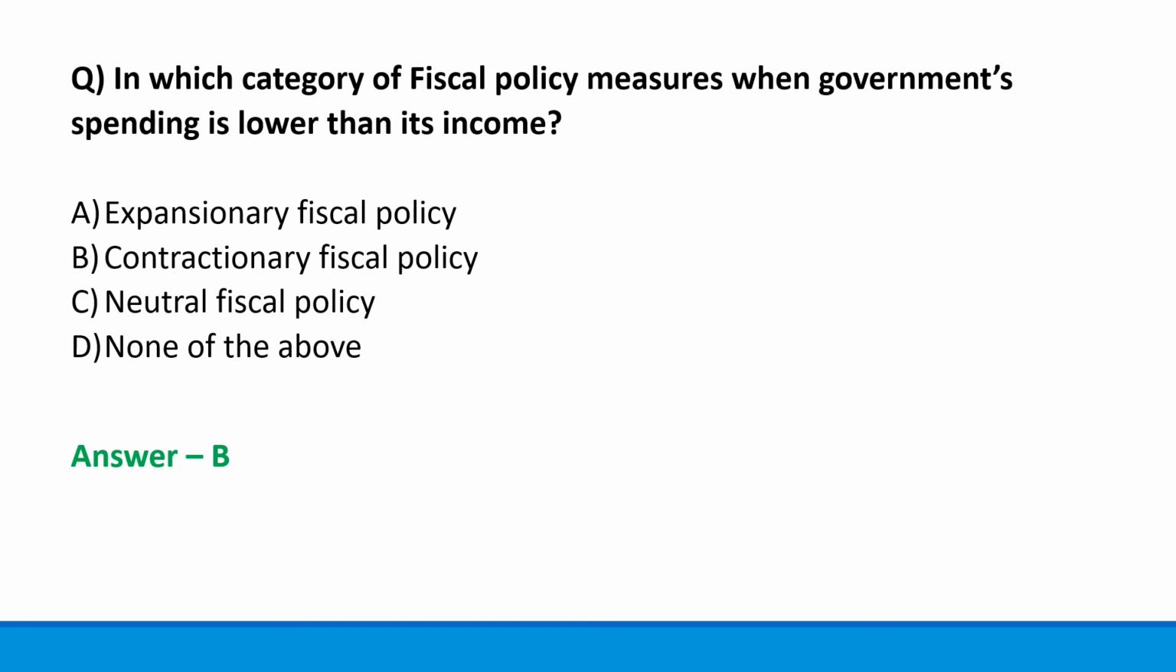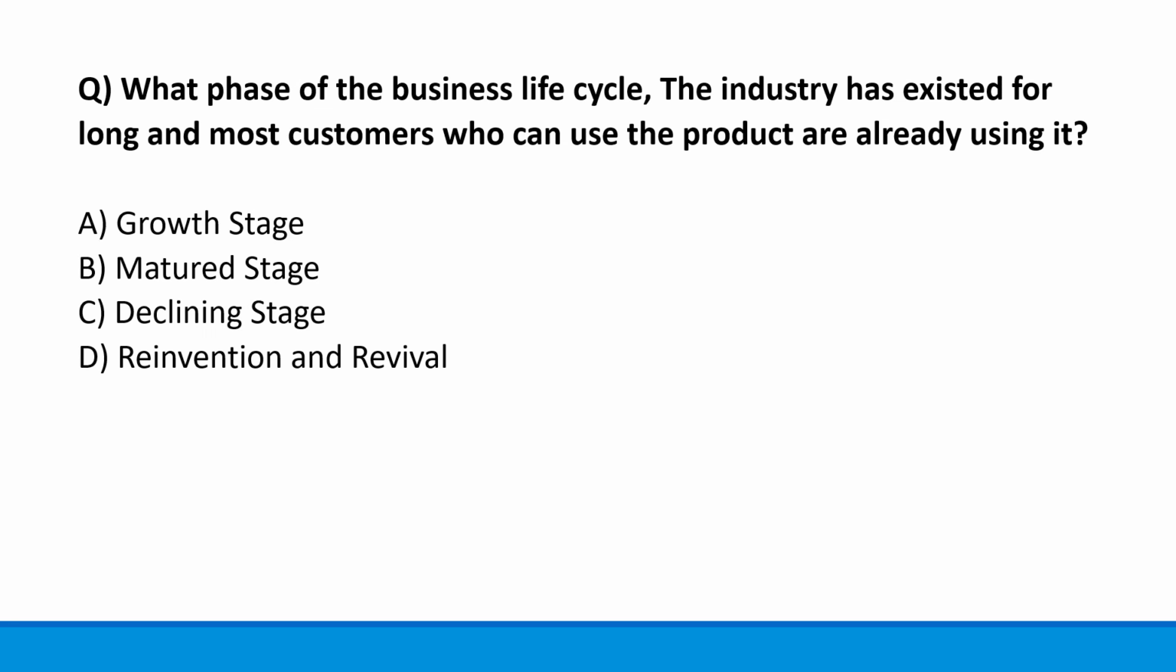Next question. What phase of the business life cycle is it when the industry has existed for long and most customers who can use the product are already using it? Option A, growth stage. Option B, mature stage. Option C, declining stage. And option D, reinvention and revival. The correct answer is option B, mature stage.